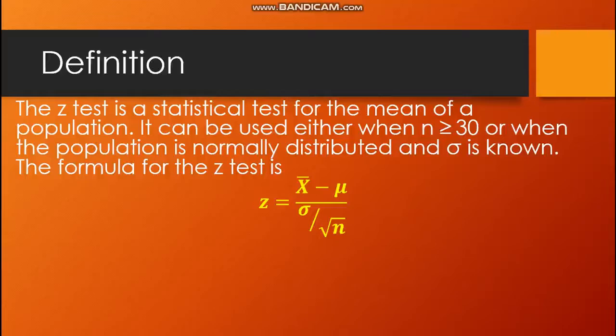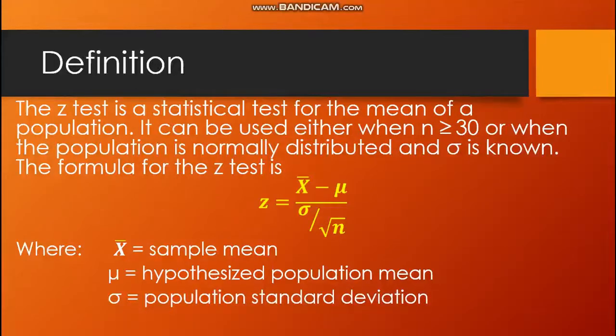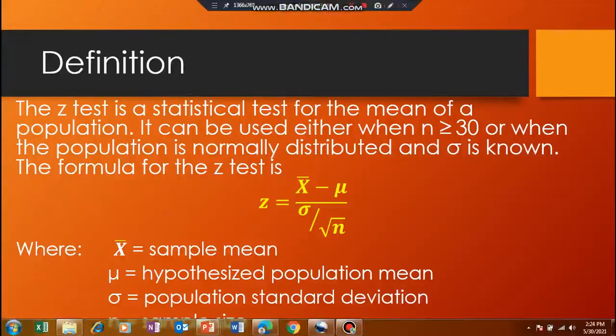Z equals x bar minus mu all over sigma over square root of n, where x bar is the sample mean, mu is the hypothesized population mean, the sigma is the population standard deviation, and n is the sample size. Okay?